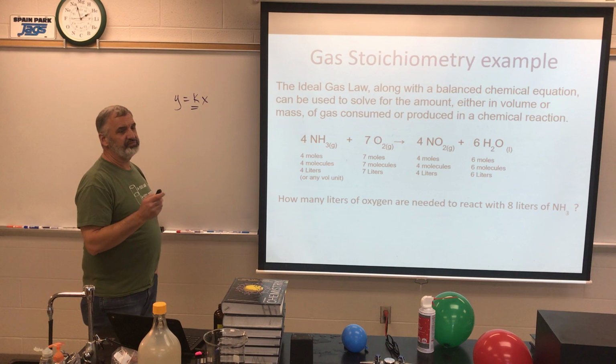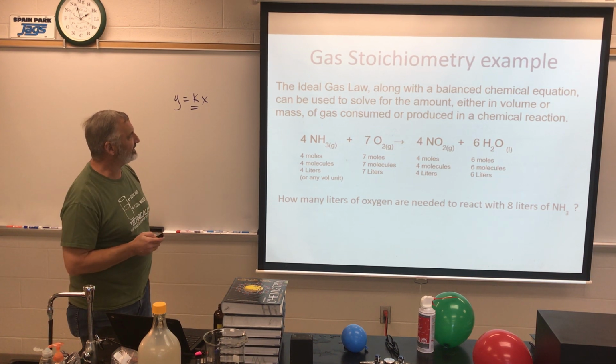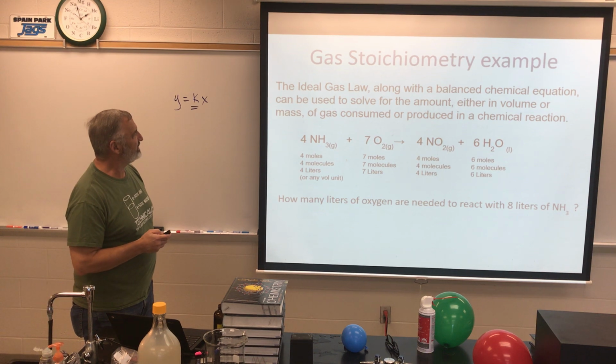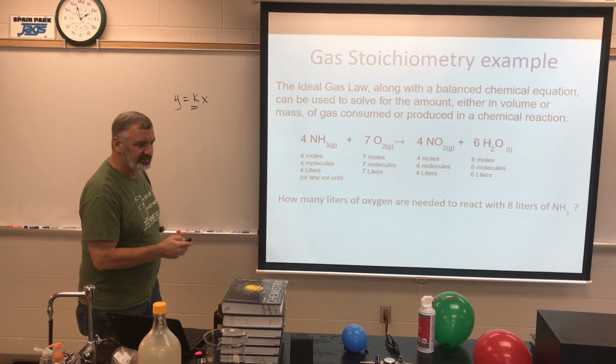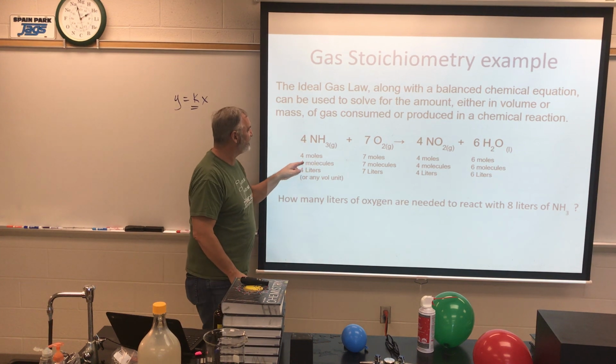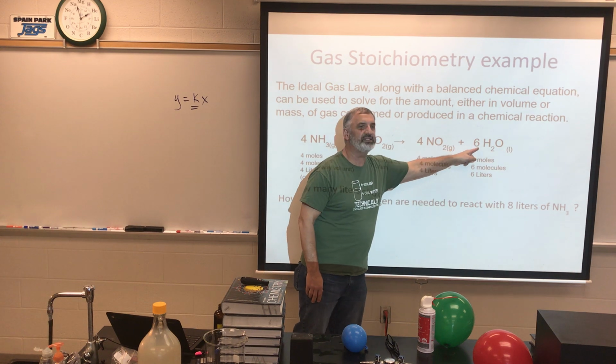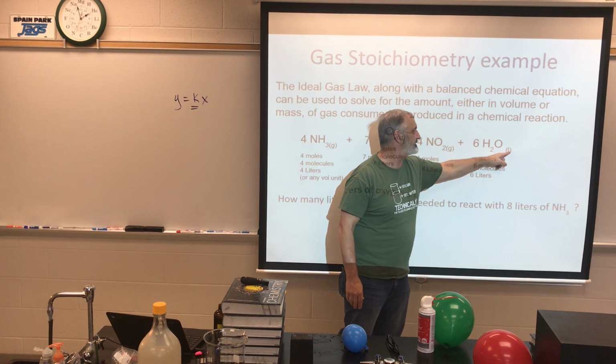All right, hopefully that was pretty straightforward. Now, on this ideal gas law with stoichiometry, the whole point is that our balanced equation tells us that 4 molecules combine with 7 molecules to make 4 molecules and 6 molecules. And let's just assume that this is a G, not an L.